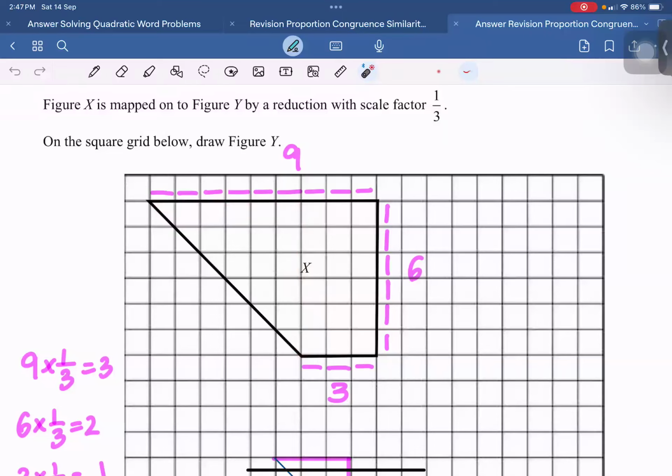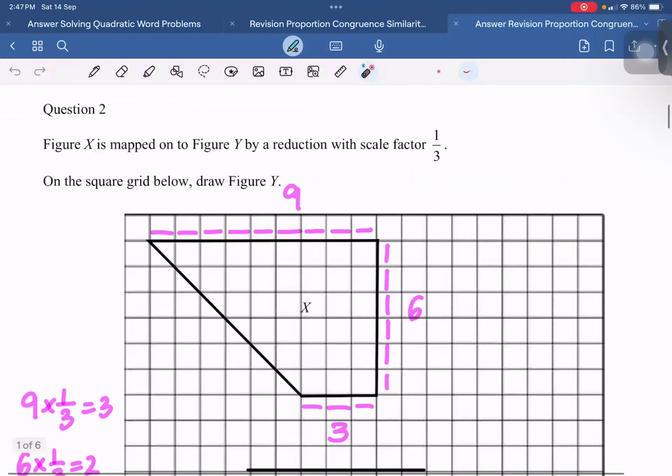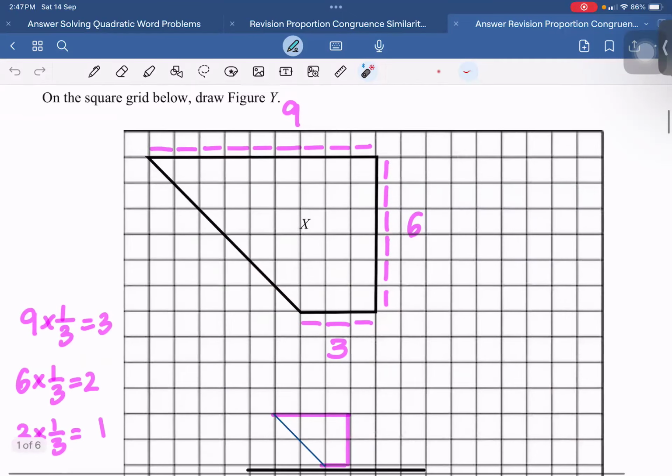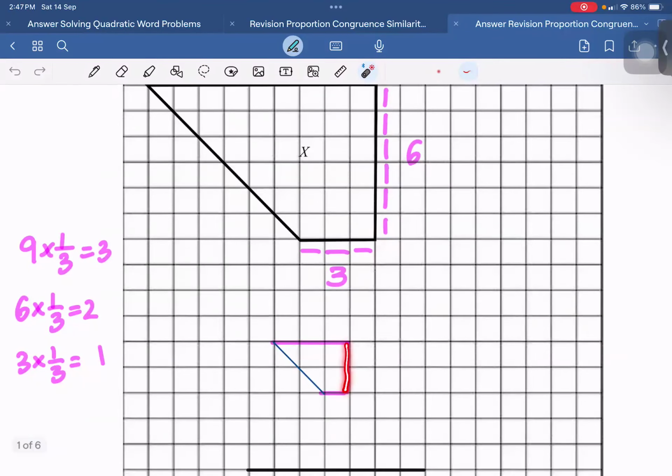Okay, so first one, we count the horizontal length. There are 9 units here. So I take 9 times the scale factor, which is a reduction, becomes smaller, right? So times 1/3. Therefore, I'll draw 3 squares. Then here got 6. 6 times 1/3 is 2. So I draw 2 squares. Then 3 times 1/3 will be 1. So 1 square. Then I join the diagonals together.